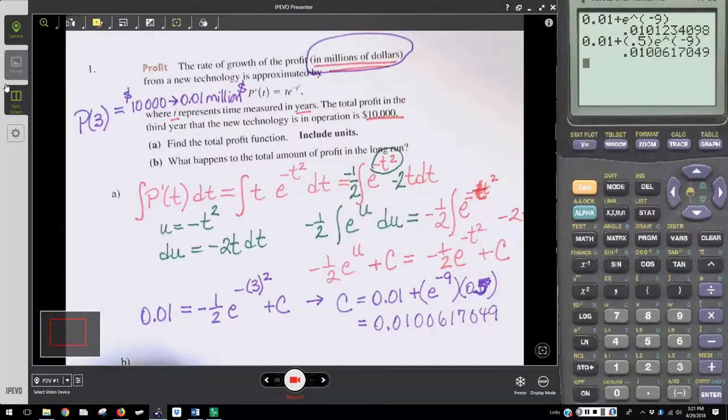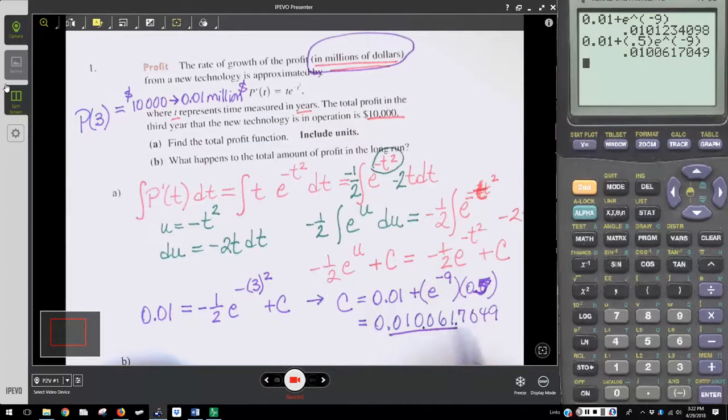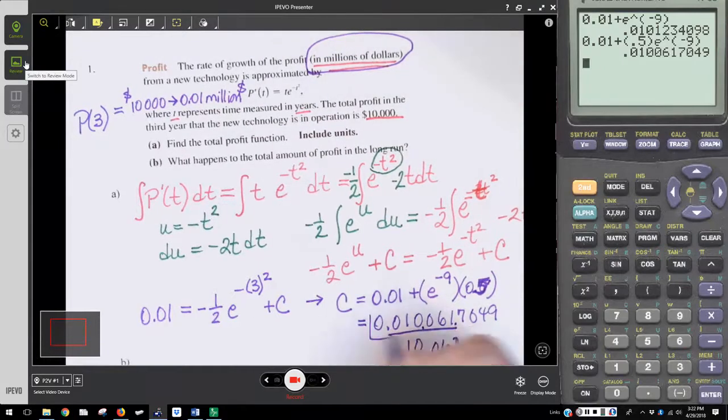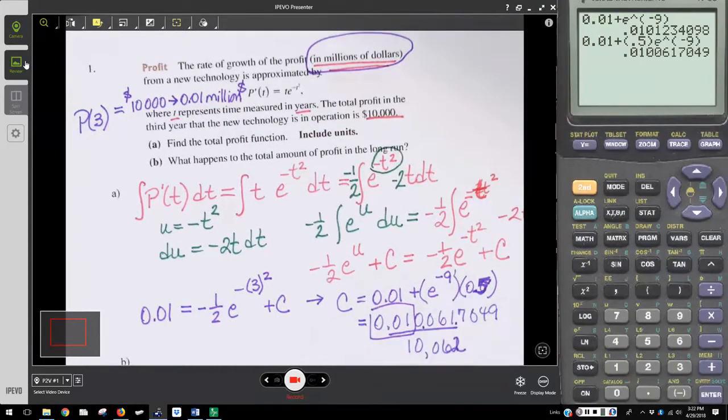And since that is in millions, that is not actually a whole lot more. Millions will be 6 decimal places, so this would be $10,061, or $62 if you round it up to the nearest dollar. But in terms of millions of dollars, that isn't really that much difference. So we're probably just going to stick with the fact that it is 0.01, because in year 9, the additional profit was negligible. It really was.